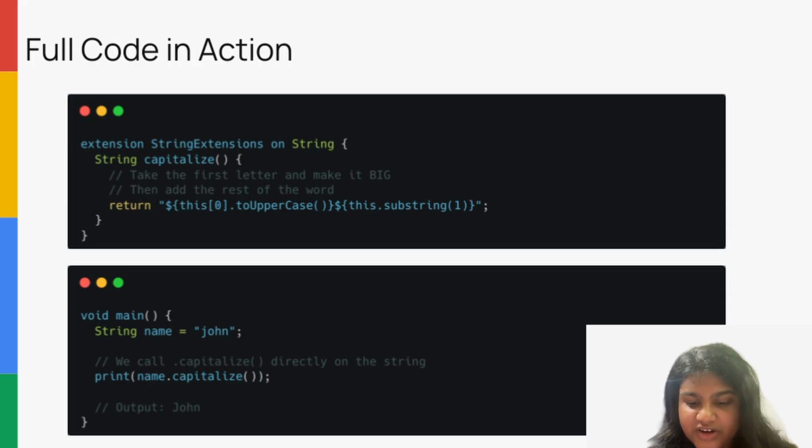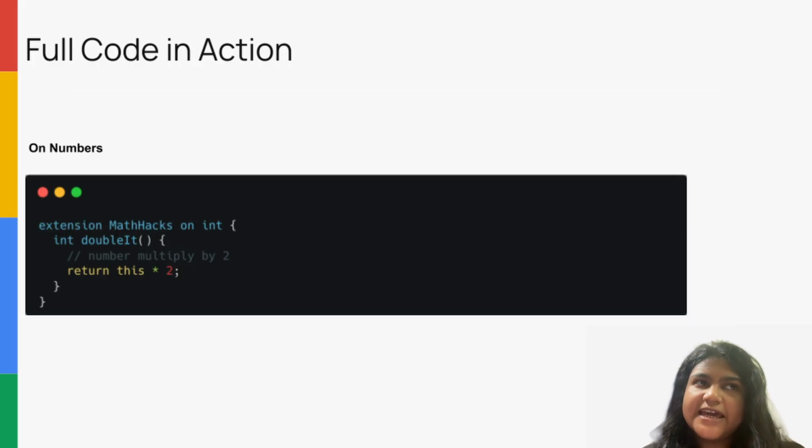Now looking at the main function at the bottom, instead of writing capitalize(name), we can now simply write name.capitalize. It looks like it was part of the String class all along. You can also see that we can apply extensions to numbers as well. Here we have an extension MathX on the int class. We define a method doubleIt, which simply doubles the this instance into 2.